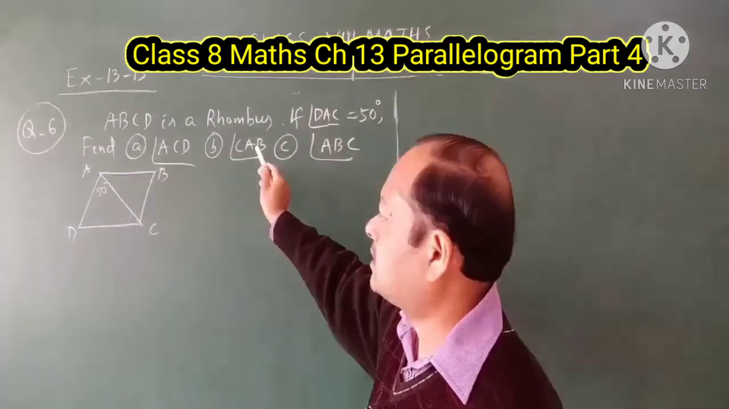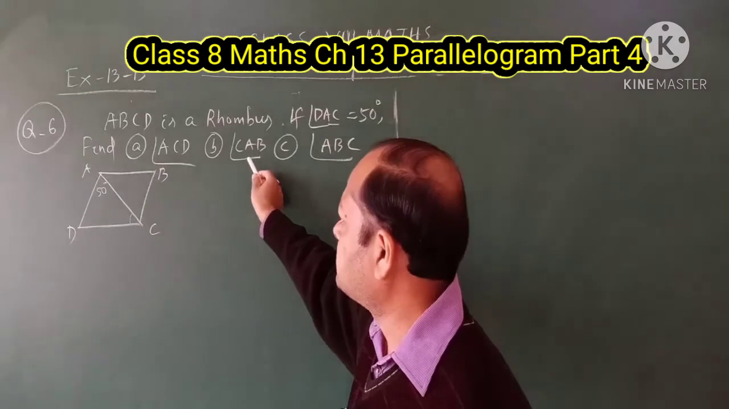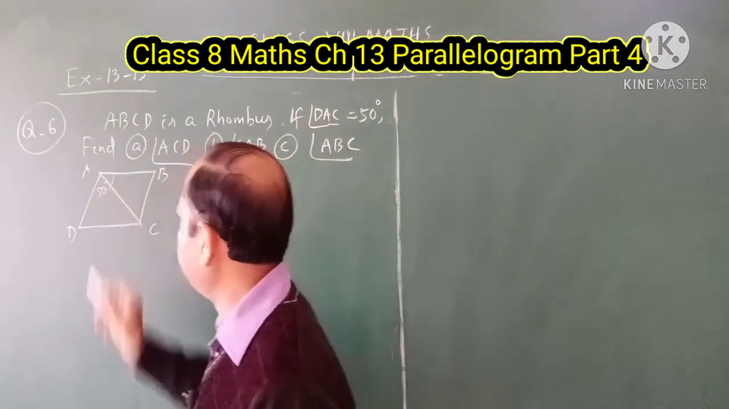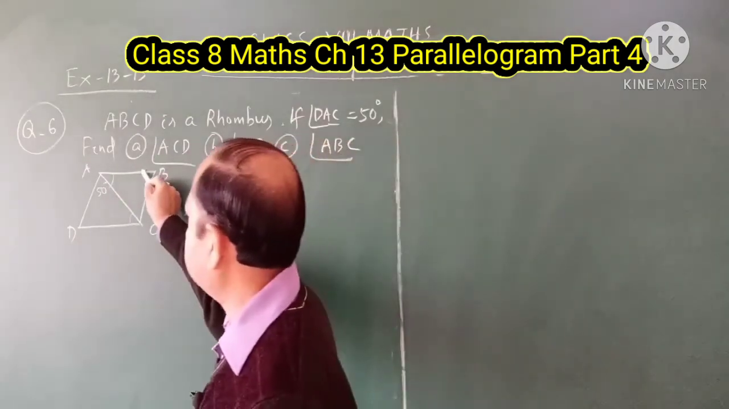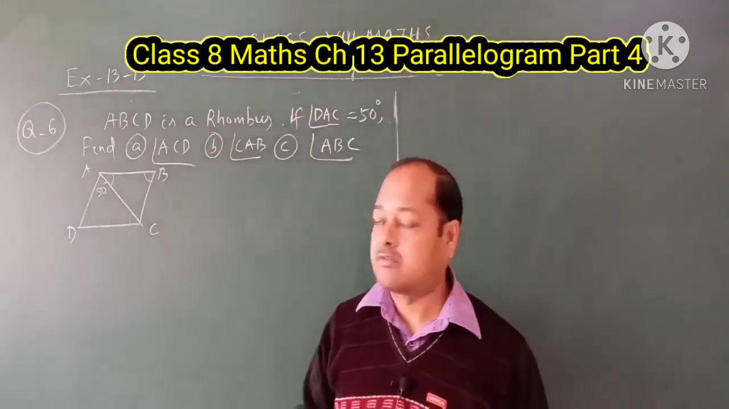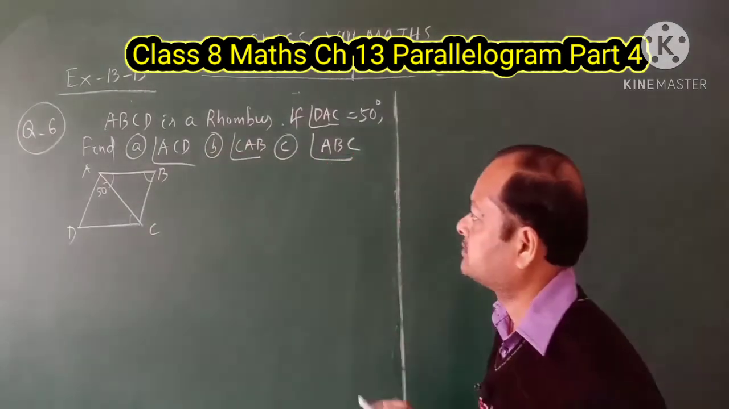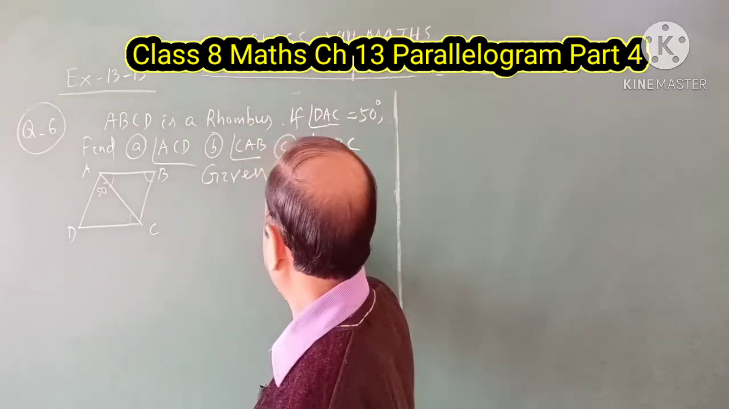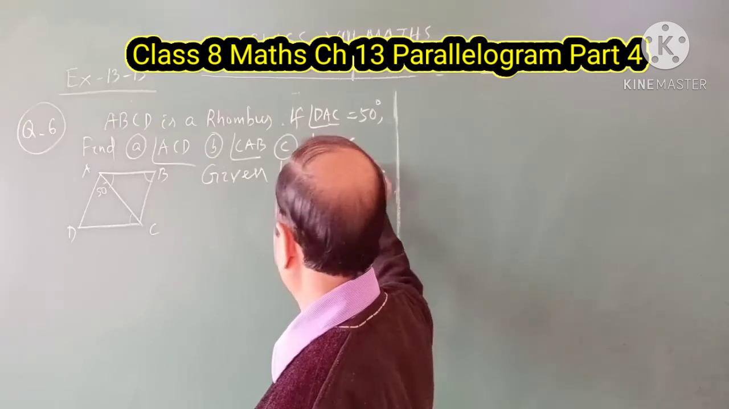Secondly, in the question 3 angles we have to find out. Second part is we have to find out angle CAB, this angle. And third, we have to find out angle ABC. So 3 angles you have to find out from this figure. So first you write what is given. Given angle DAC equal to 50 degree.